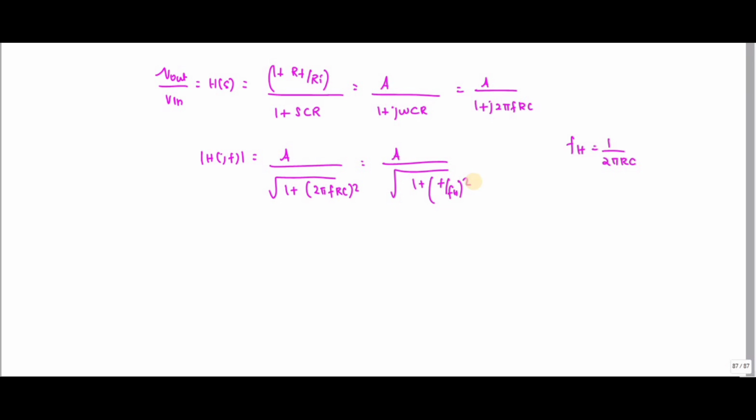So if I draw the voltage transfer function for H of jf, this is your A, and at 0.707 of A, you will get the cutoff frequency, right? This is your fH.